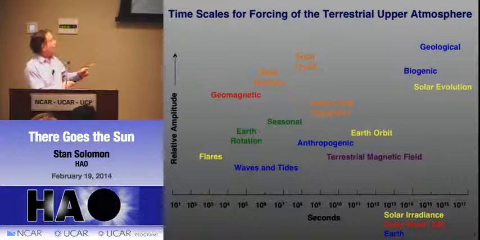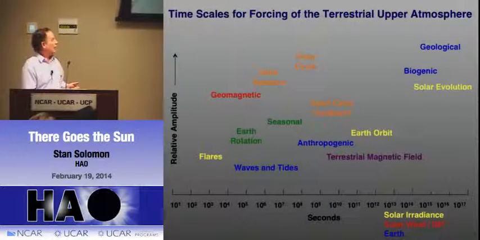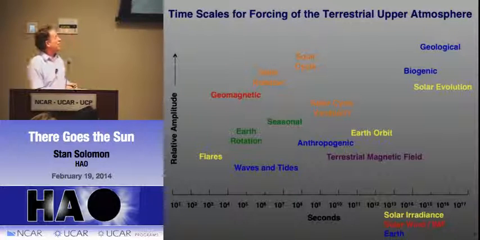And the combinations are things that are orange, for instance. The solar rotation modulates both geomagnetic activity and solar irradiance, and consequently affects the Earth's upper atmosphere through both of those mechanisms. That's true over the solar cycle and perhaps the variation of the solar cycle. Things that are in green are things that are affected by both solar irradiance and the Earth itself. And then here's an odd one.